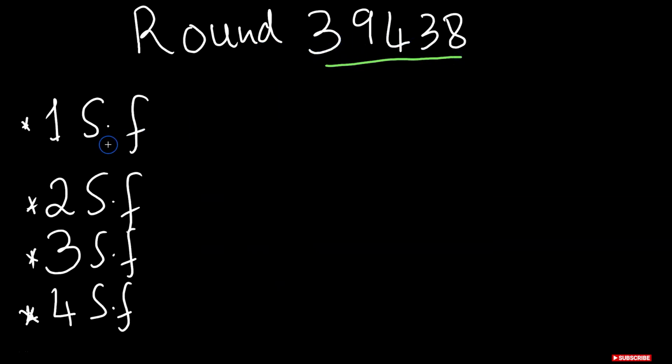Now let's round this number, 39438, to 1 significant figure. That means we just want one number that is not 0.